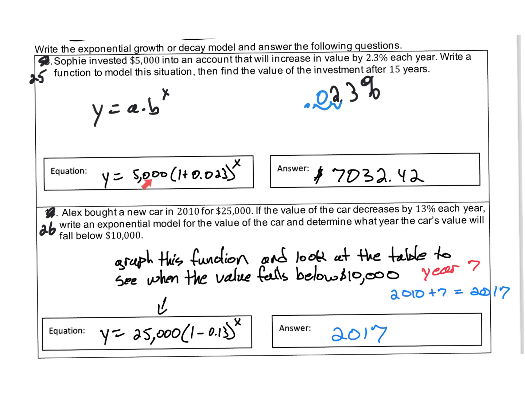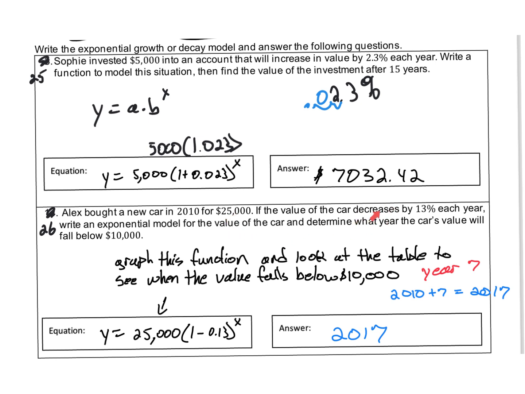So here I wrote the equation as 5,000 times 1 plus 0.023 to the x power. Now, if we were looking at, say, a multiple choice question, you would probably see that as 5,000 times 1.023, because the addition is done for you, but it's to the power of x. And then if you're asked about 15 years, you can just change that x to a 15, and you'll get $7,032.42.